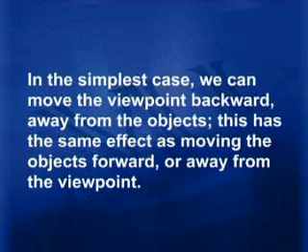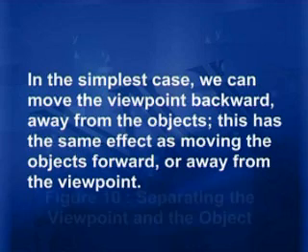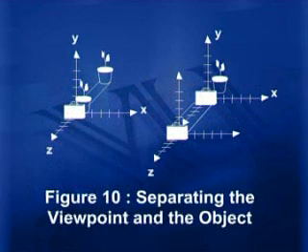So in the simplest case, we can move the viewpoint backward away from the objects, or we can move the objects away from that viewpoint. So this figure shows what we would be achieving as the end result. So we can separate the viewpoint and the object, and this can be achieved making use of one of the two techniques, either moving the viewpoint away or moving the objects away. Of course, these movements would be in opposite directions.